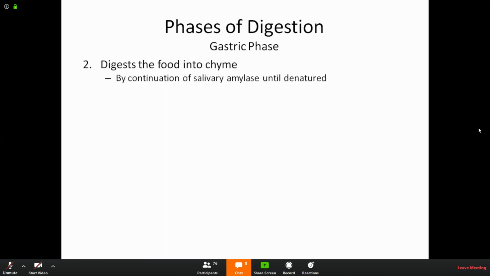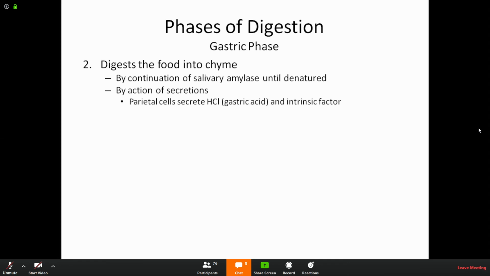Once the bolus of the food enters the stomach, digestion occurs due to the action of the salivary amylase, and other secretions from the gastric glands also cause the digestion of the food, right? Other secretions from the stomach also cause digestion of the food.